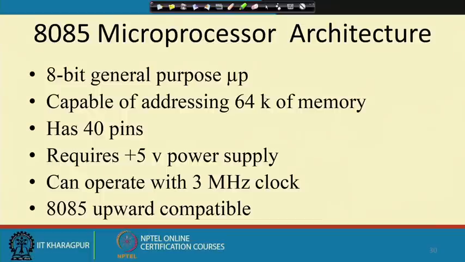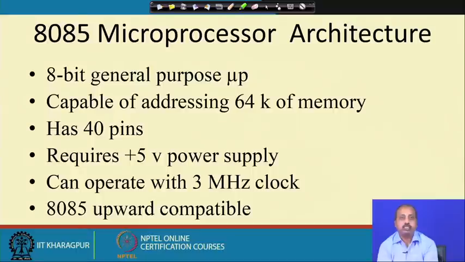So, next we will go into the 8085 microprocessor architecture. It is an 8-bit general purpose microprocessor. Let us try to understand the meaning. 8-bit means it does 8-bit operations at a time. Most of the operations that it does are on 8-bit data, and even if it operates on 16-bit data, it will be handling them as 8-bit data only.